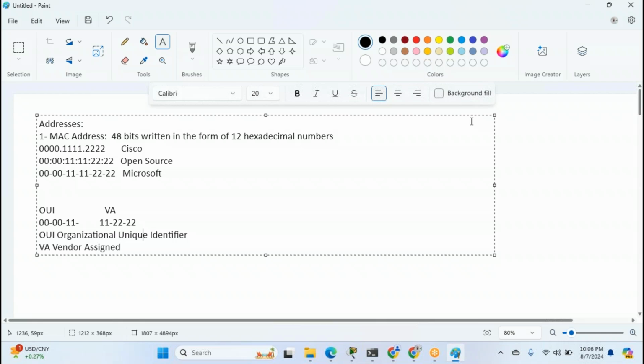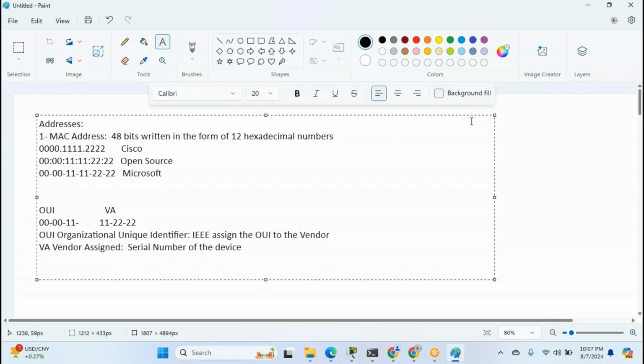OUI is assigned by IEEE to the vendor as a registration number, and the same registration number cannot be assigned to two vendors by IEEE. The vendor assigned part is the serial number of the devices. No vendor can make two devices of the same serial number. That's why it is guaranteed that this is a unique number.